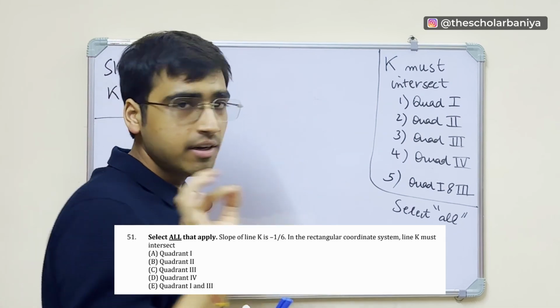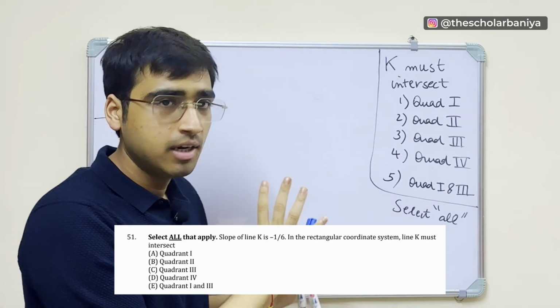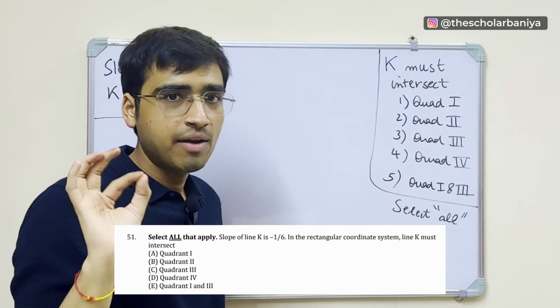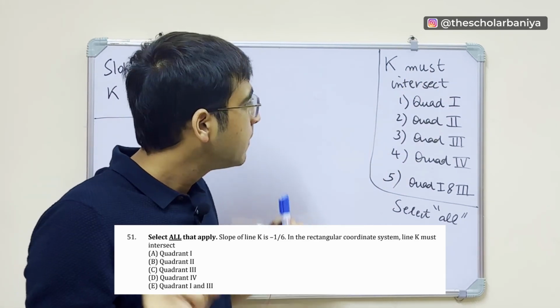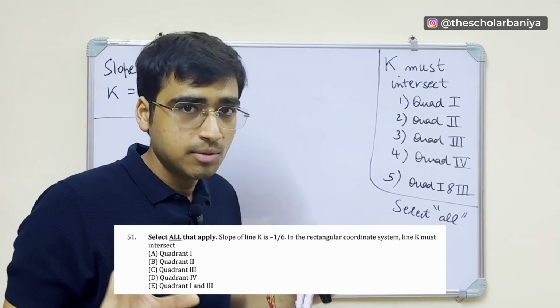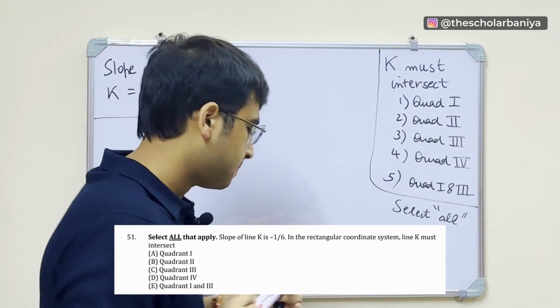The point here to note is that firstly, we have to select all that apply. So there can be multiple options in this. Second point, the word must is here. Whenever the word must is there, be very careful. That means that condition should be satisfied in every possible case, right? That is why the word must is written, right?